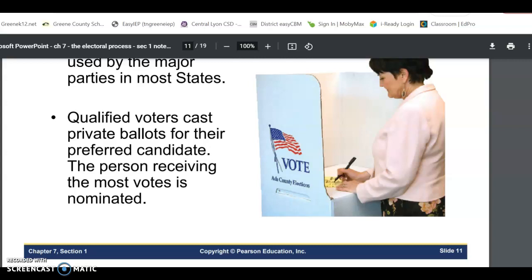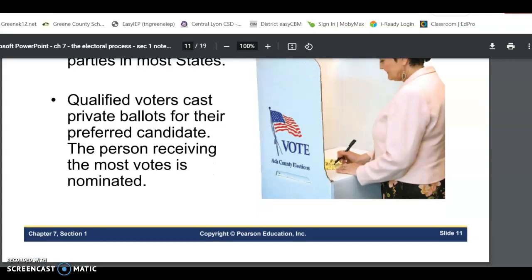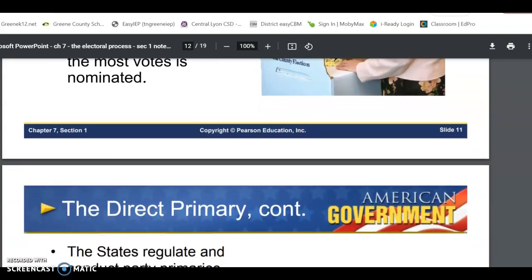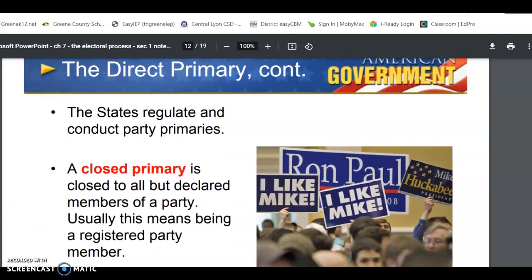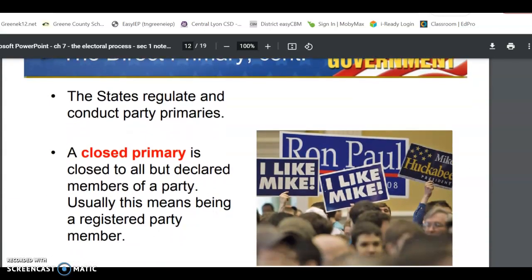So the primaries kind of root out people and leave only one person running for that political party. So the direct primary continued. The states regulate and conduct the party primary, so it's up to the states how it's done.